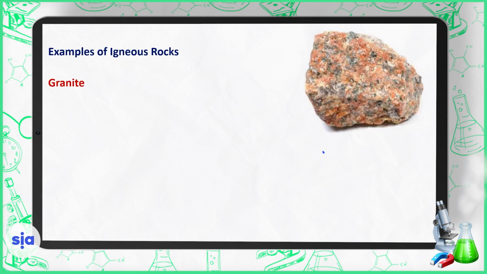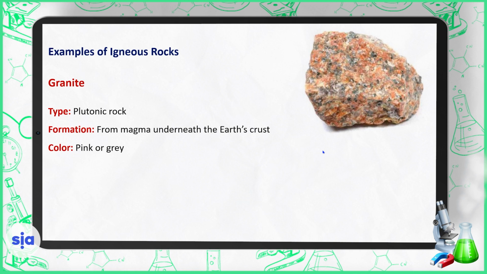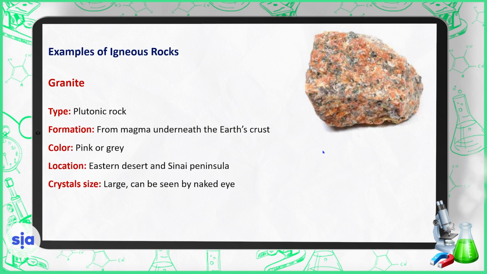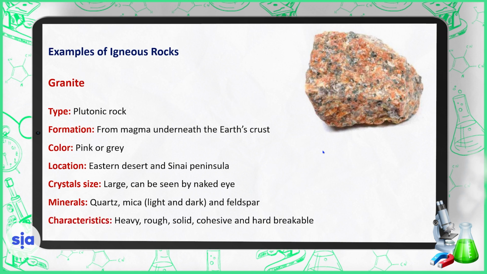Examples of igneous rocks. Granite is a plutonic rock. It is formed from magma underneath the earth crust. The color could be pink or gray. You can find this type of rock in the Eastern Desert and Sinai Peninsula. Its crystals are large and can be seen by naked eye. It contains minerals like quartz, mica, and feldspar. It's a heavy, rough, solid, cohesive, and hard breakable rock.